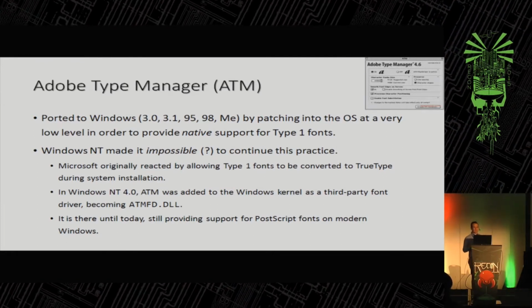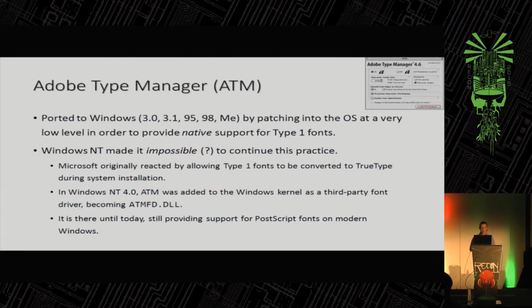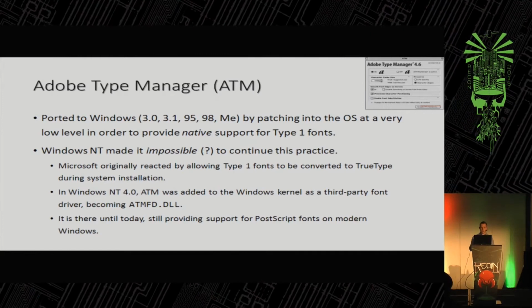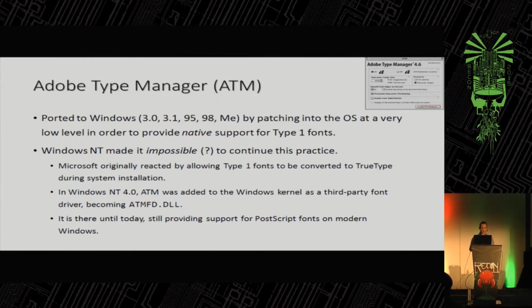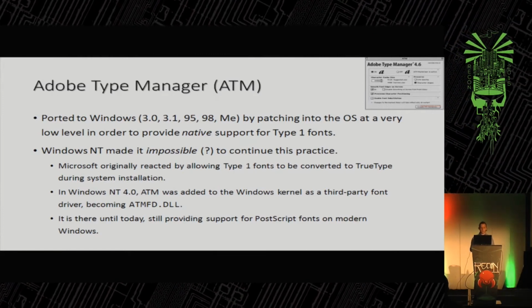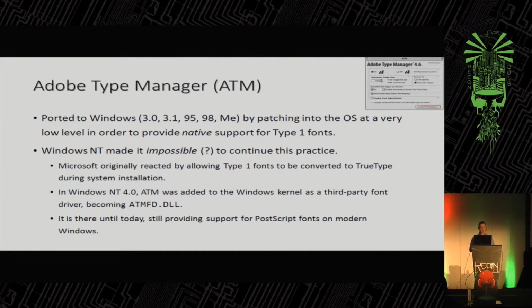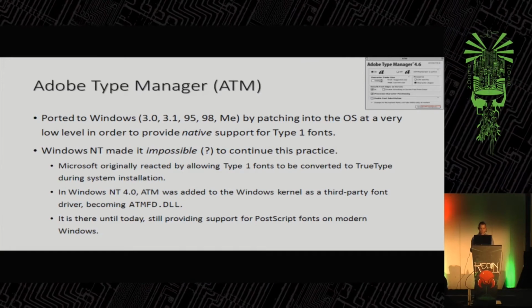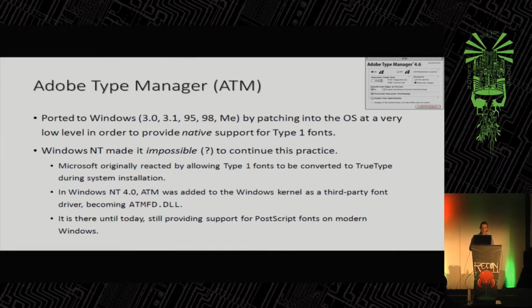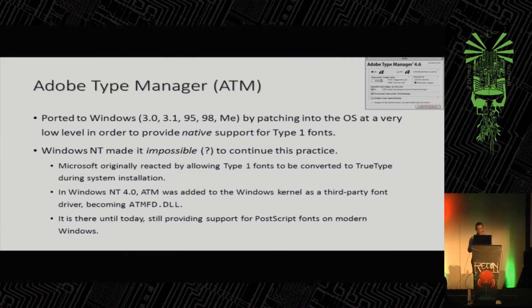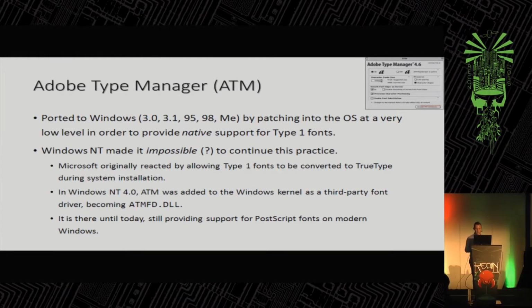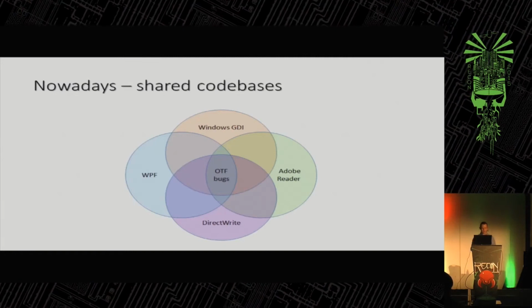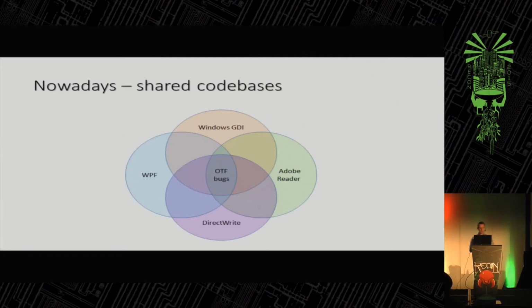But Windows NT and its architecture made it kind of impossible to do it anymore. So first, Microsoft would allow converting Type 1 fonts into TrueType during system installation, and later on in Windows NT 4, they added the ATM as a third-party font driver called ATMFD.DLL, and it's there until today. They're still in Windows 8.1, rasterizing our PostScript fonts.